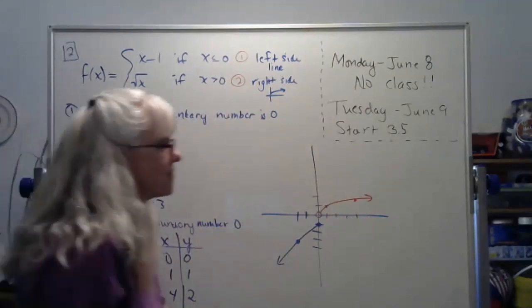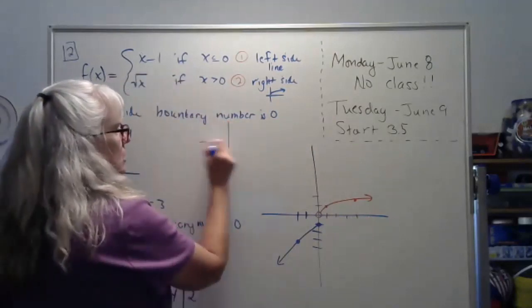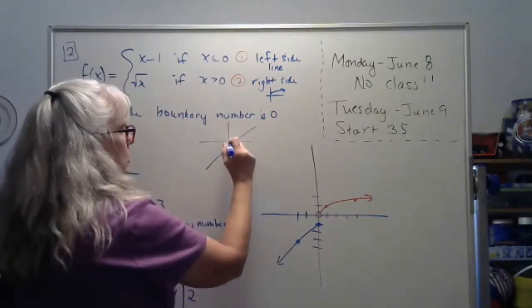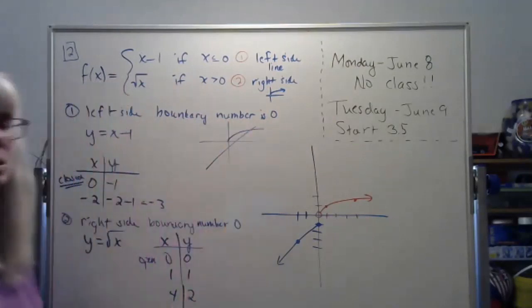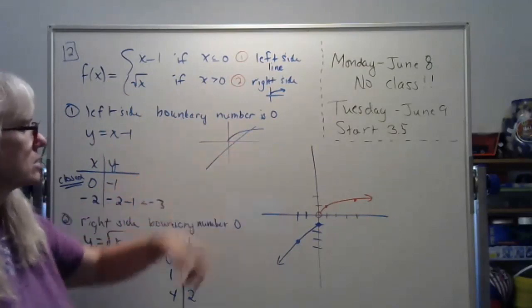So I should never, ever, ever see pictures that look like this. This is what a lot of people do, something like this. They just graph both of them completely, but it's not a function. Fails the vertical line test.